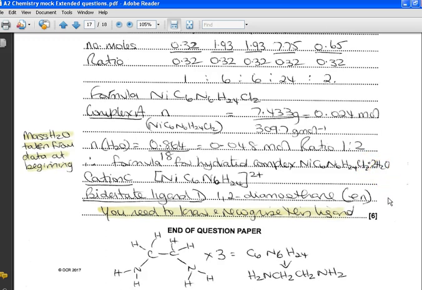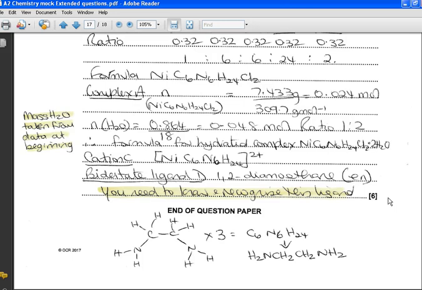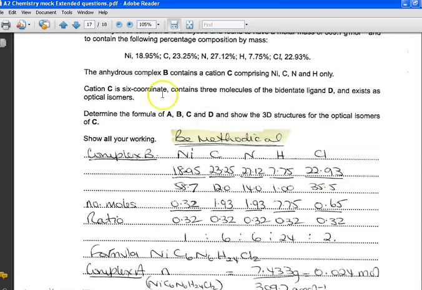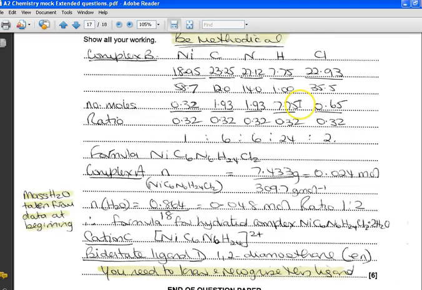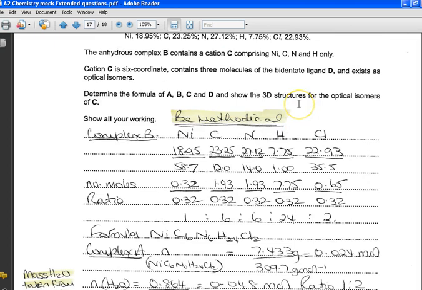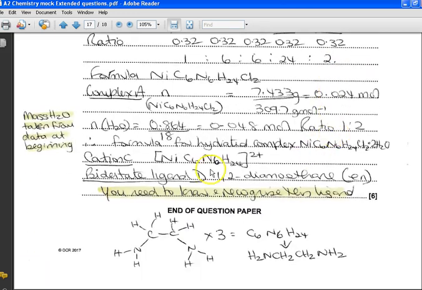Remember that, water of crystallization. Then you're told that the cation is 6 coordinate, and it's got 3 molecules of the bidentate ligand D and exists as optical isomers. And cation C comprises of nickel, carbon, nitrogen, hydrogen only. So you're also told that. So if you know it's only got nickel, carbon, nitrogen and hydrogen in it, obviously it's going to come from here.